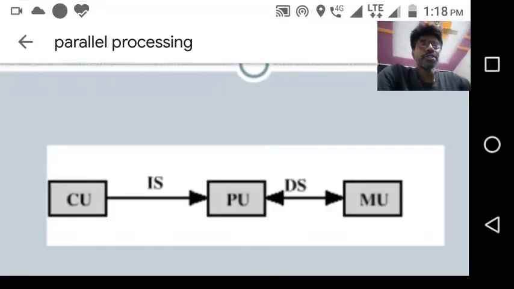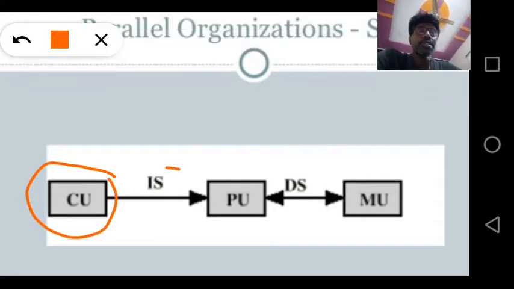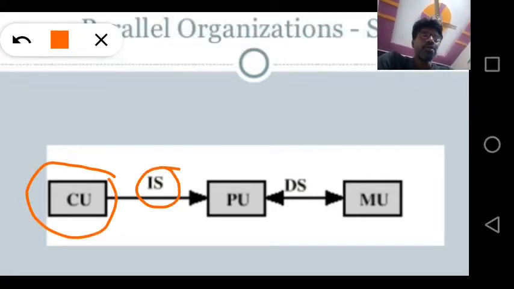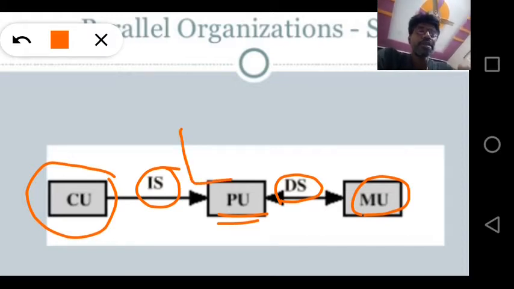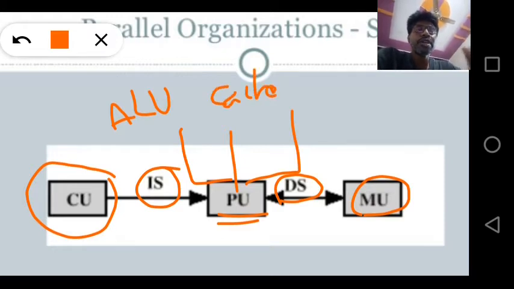So this is the picture we have been discussing so far. Here the control unit sends a single instruction to the processing unit. Similarly, memory also sends a single data stream to the processing unit. Remember, processing unit means it is a combination of ALU, cache and registers.